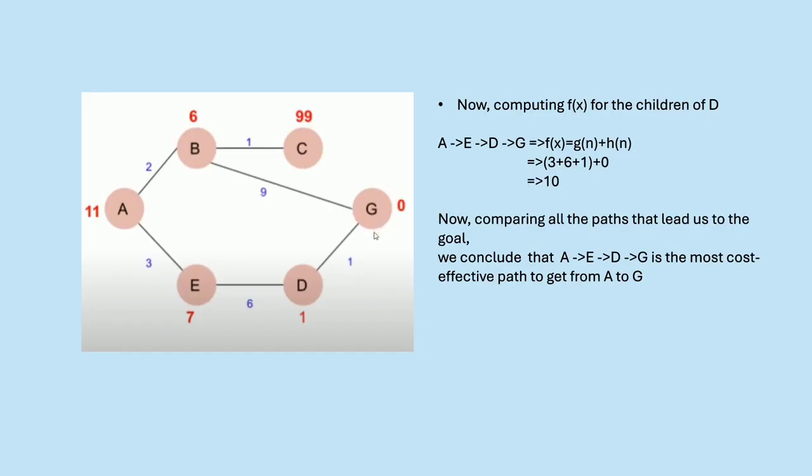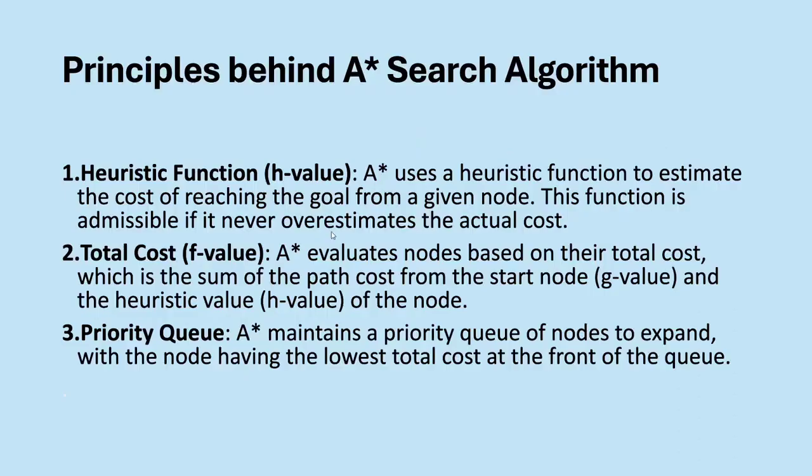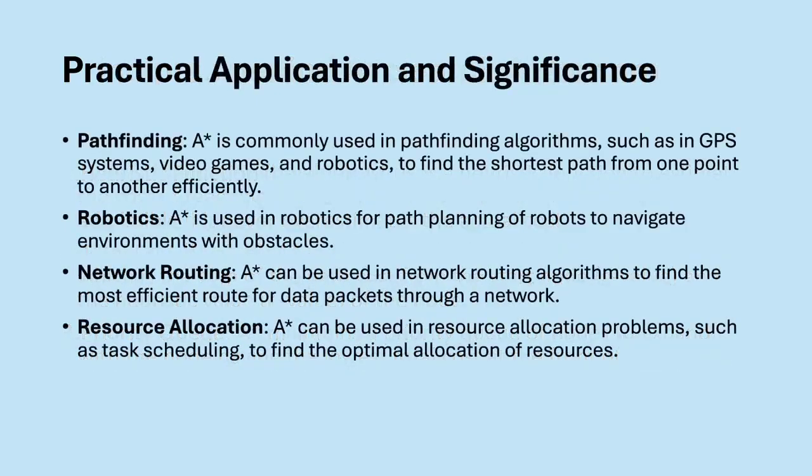Therefore, the principles behind the A star search algorithm. Heuristic function, h value: A star uses a heuristic function to estimate the cost of reaching the goal from a given node. This function is admissible if it never overestimates the actual cost. Total cost, f value: A star evaluates nodes based on their total cost, which is the sum of the path cost from the start node, g value, and the heuristic value, h value, of the node.